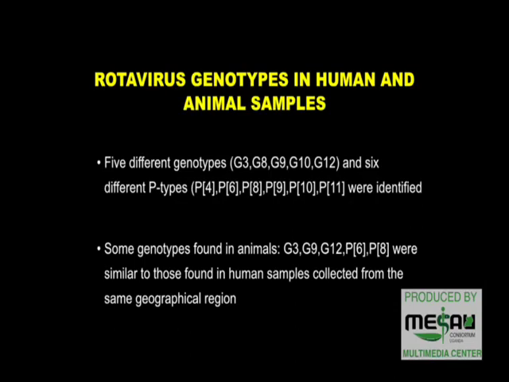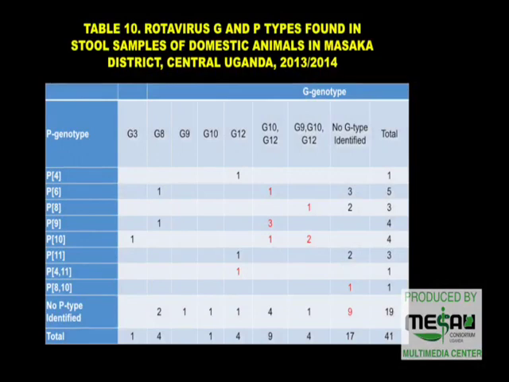So this one shows us the distribution of the G and P types. The other thing to notice is that we had a lot of mixtures. About 25% of the samples had mixtures of G and P genotypes, and we failed to identify the G and P in 9 samples. And that was about 22% of the samples.